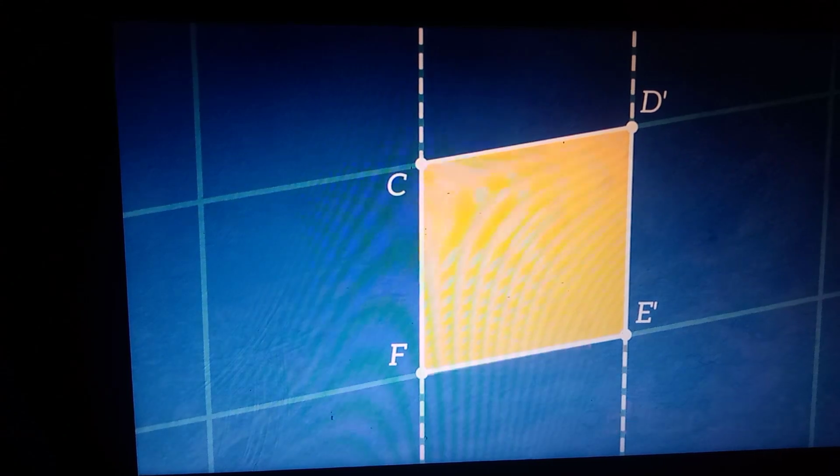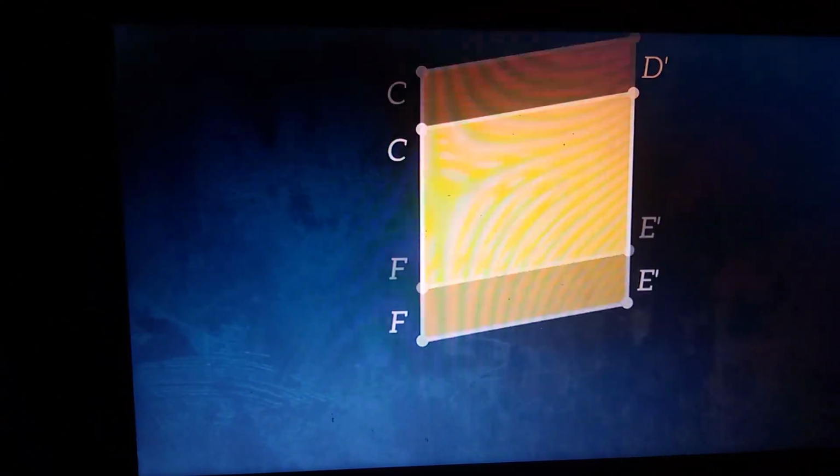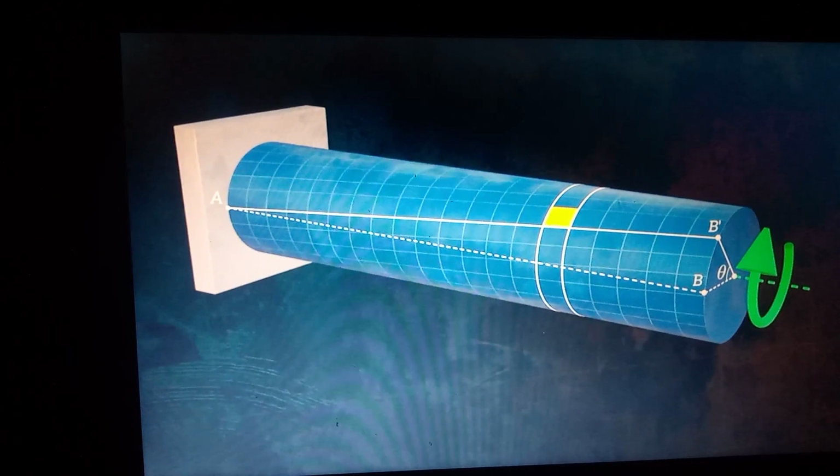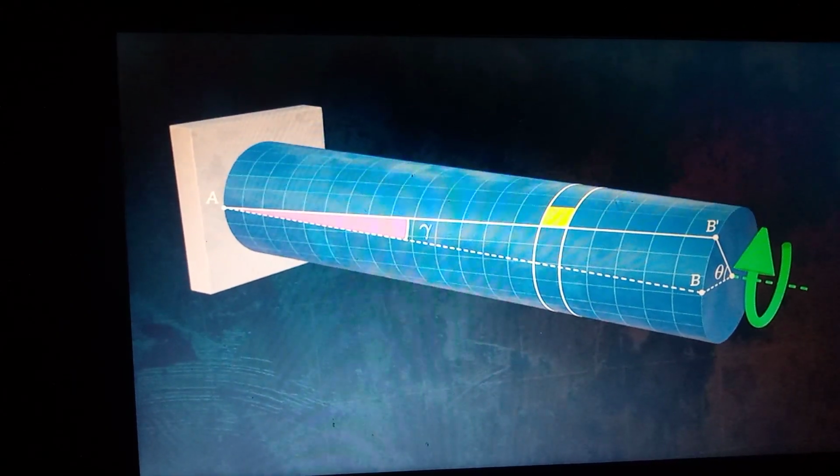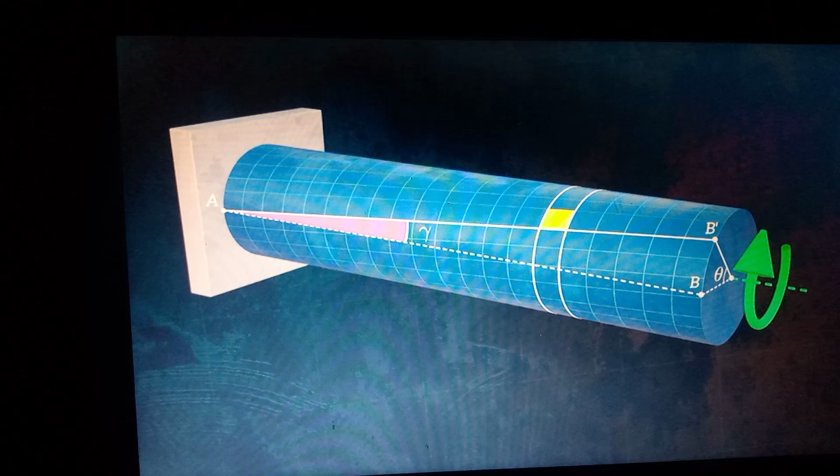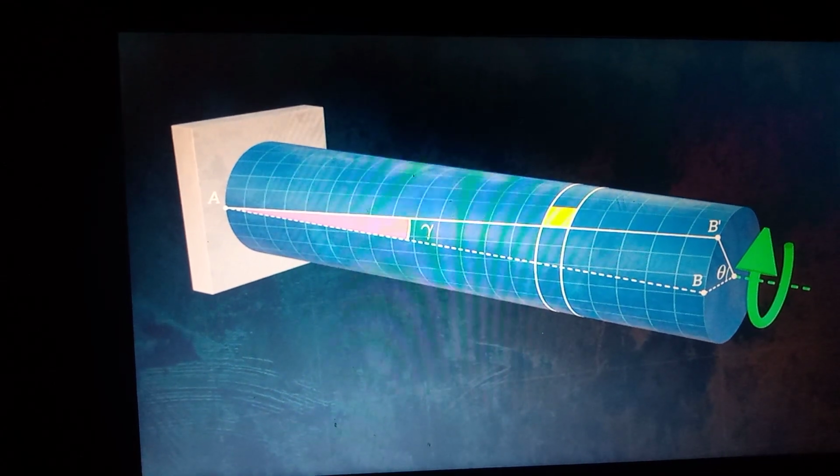We can calculate the shear strain by considering only the geometry of the bar in the deformation. It corresponds to this angle between AB and AB prime. We can use trigonometry to derive an equation for shear strain.